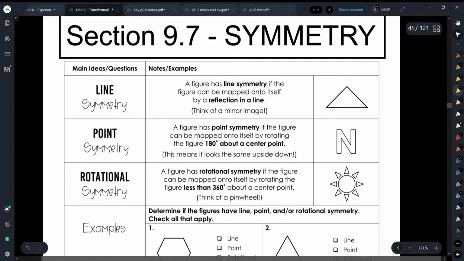For an example, I look at this shape right here. I draw a line right down the middle. It's the same thing, just flipped over that line. It has line symmetry. This is the most common type of symmetry we might have seen before.